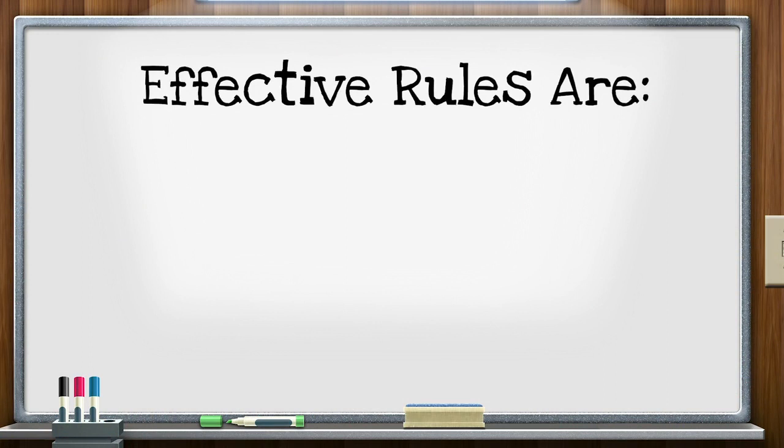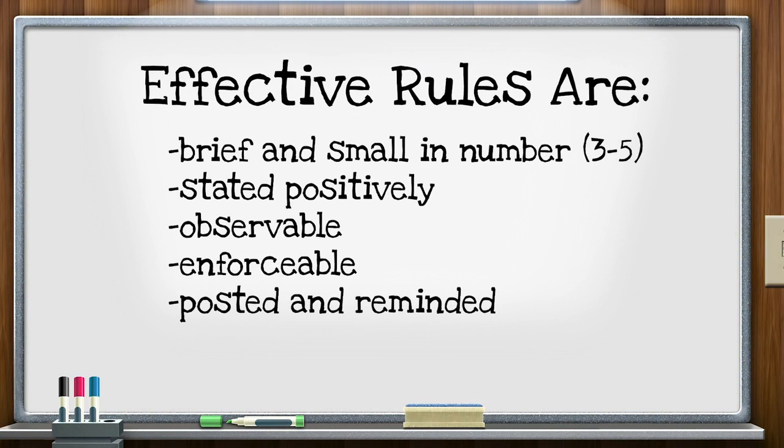The most effective rules are brief, 3 to 5 in number, and stated positively, indicating what students should do rather than what they should not do. In addition, we must be certain that all rules can be taught and observed, and that they are clear enough to be enforceable and encouraged through reminders. Finally, while posting rules is not a substitute for instruction, it is a nice way of providing one type of reminder.